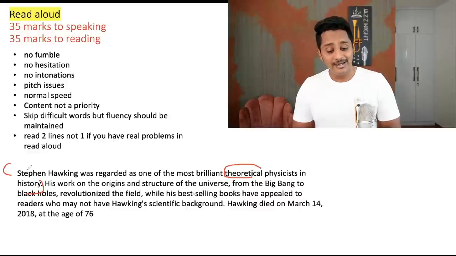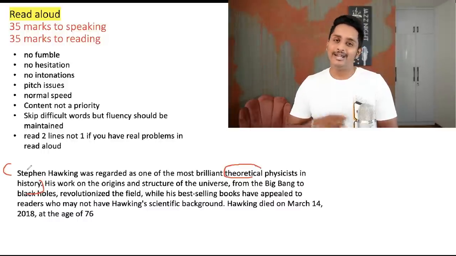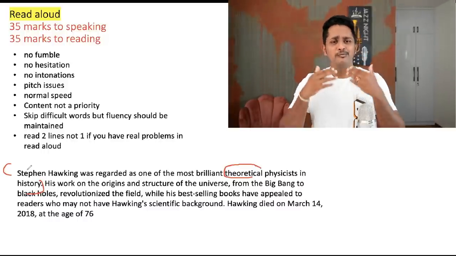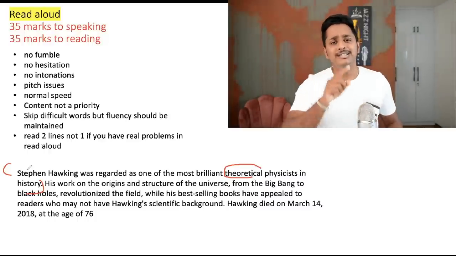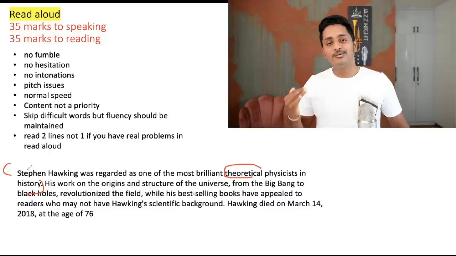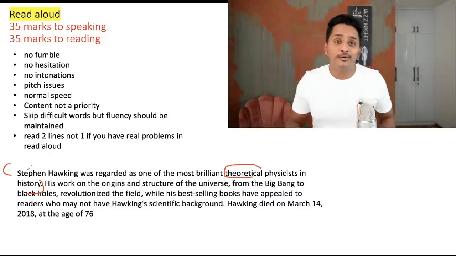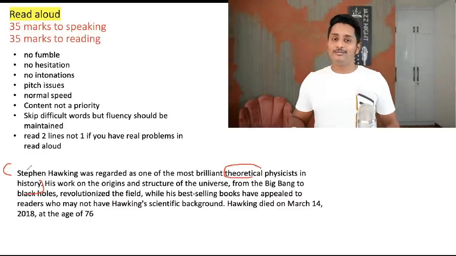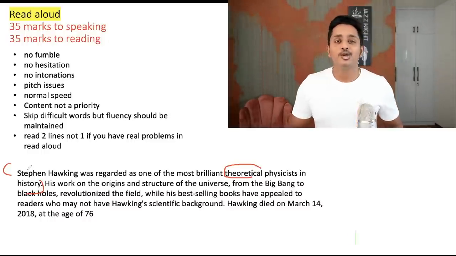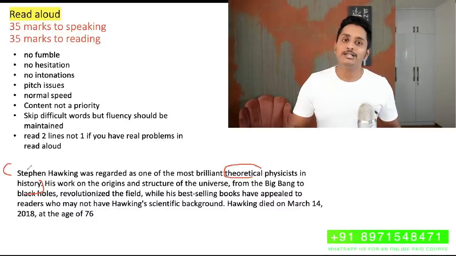How people speak, I'll tell you. "Stephen Hawking was regarded as one of the most brilliant physicists in history." And you click next. You made full of blunders in the very first line and click next. What will the software think? In the first line only, you made 3 to 4 mistakes. If you had read the rest of the lines, gone case. So it will backfire. It will give you fewer marks.